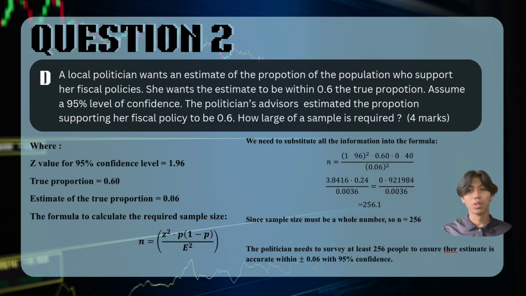Okay, now we will substitute all the information into the formula. n equals (1.96) squared times 0.6 times 0.4 over 0.06 to the power of 2. So we get 3.8416 times 0.24 over 0.0036, which is 0.921984 over 0.0036. So the final answer is 256. Since sample size must be a whole number, we always round up, and n equals 256.